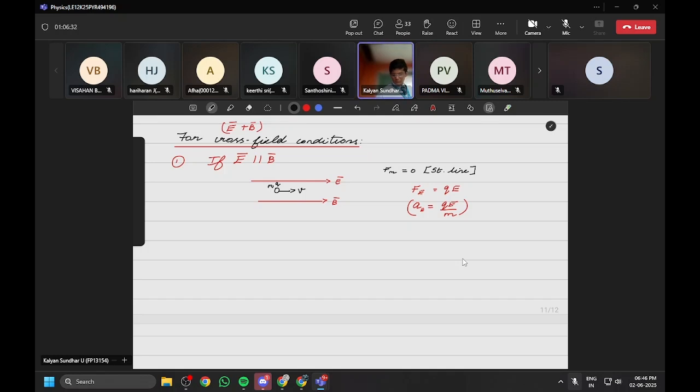Now this was moving with velocity v, right? Now what about the final velocity? So v dash in the electric field. V dash is equal to the normal equation u plus at. They will ask what the final velocity gained will be. So v dash will be equal to u, the initial velocity, which is v. So this will be v plus, instead of acceleration, qE by m into t.